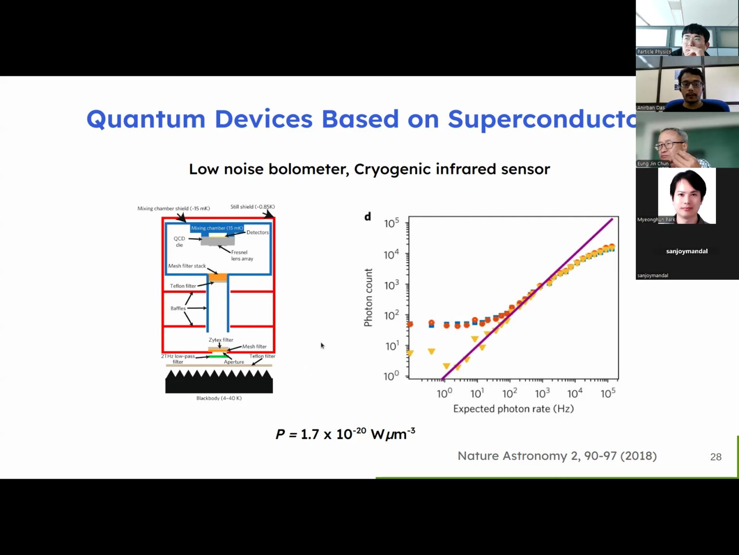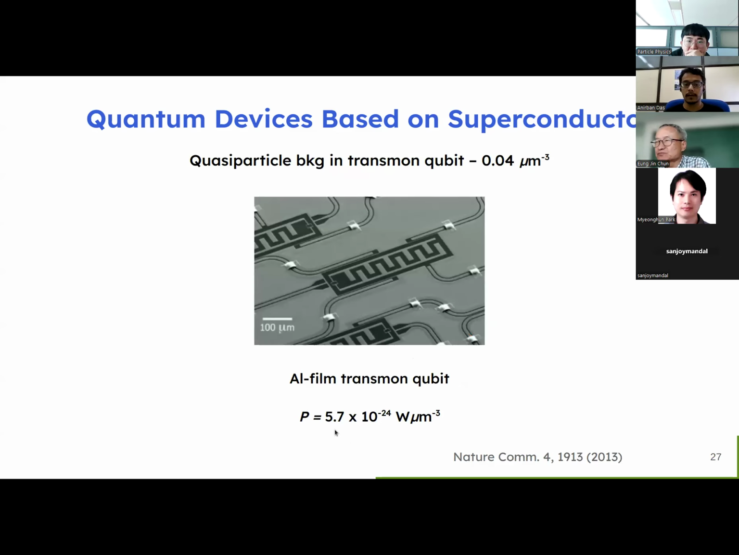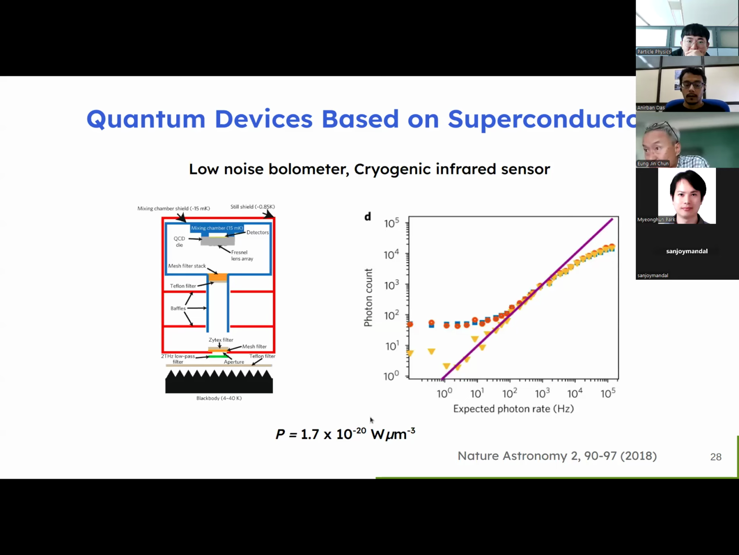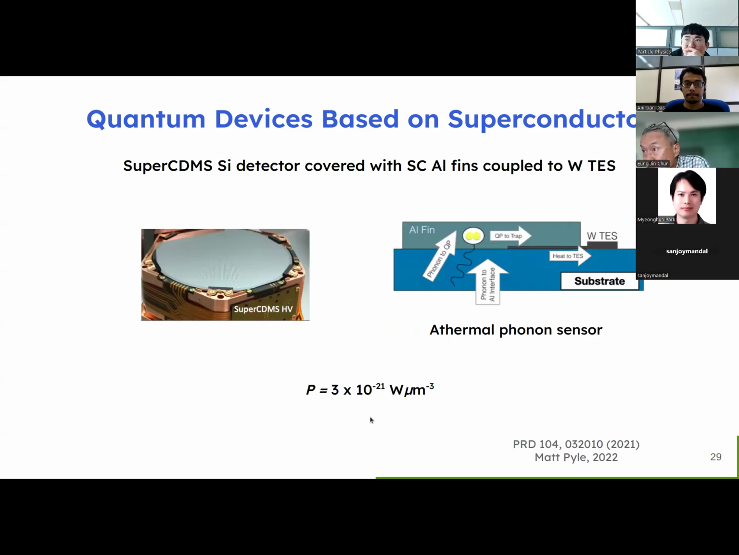So in this case, they were calibrating their sensor, and this is a plot from their paper. The x-axis is expected photon rate, and the y-axis is the actual number of photons detected. At low photon emission rate, you do not expect to see anything, but still they see something, some residual dark current. That also gives us another number, 10 to the minus 20 watt per micrometer cube. You can see this is not as sensitive as this one, but still it's up there.